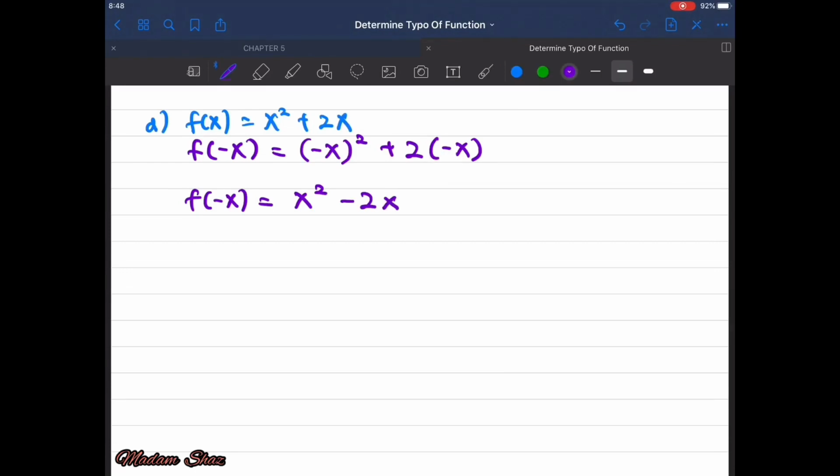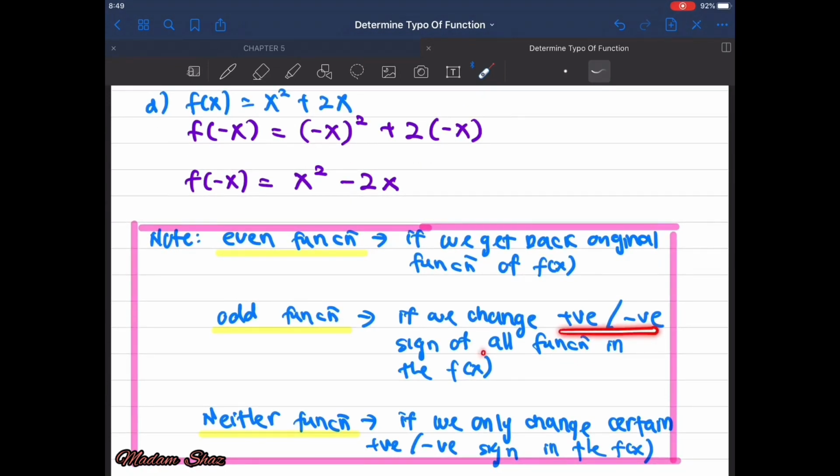negative 2x. Now compare with the original. Original x square, and your f(-x) is still x square. Original 2x, and then f(-x) is negative 2x. So it means that this one is not changing all the positive and negative signs. If we change all the positive and negative sign of the original function, that one is an odd function. But for this one, it's not changing all the signs, because it's only changed from positive 2x become negative 2x. So if we only change certain positive or negative sign in the original of f(x), that one is considered as a neither function. Therefore, for this example, this one is a neither function.